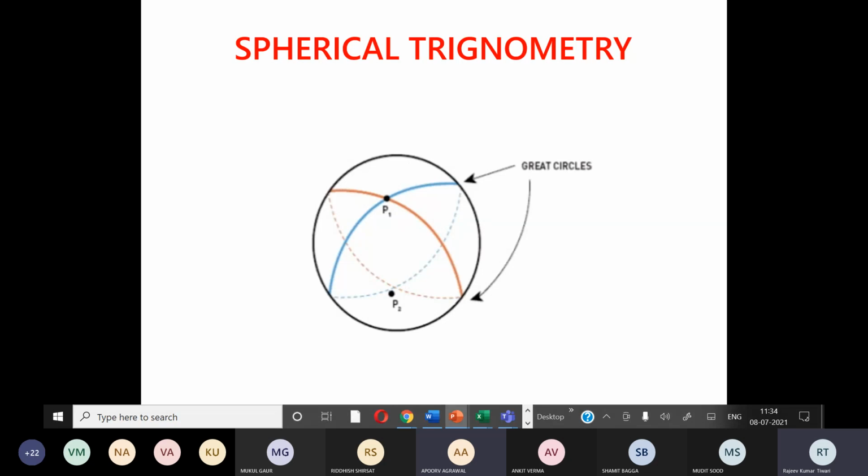When a great circle divides the sphere into equal halves, from any two points on a sphere, only one great circle can be drawn, unless these points are antipodal, when you can draw innumerable great circles. What is antipodal? They are 180 degrees apart, that is, diametrically opposite to each other. Then you can draw innumerable great circles.